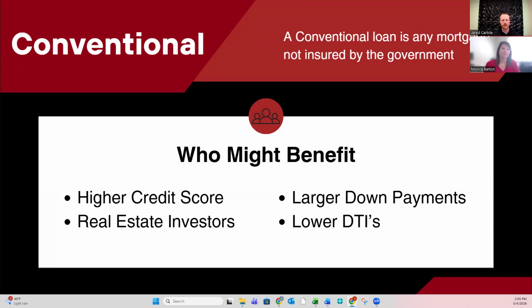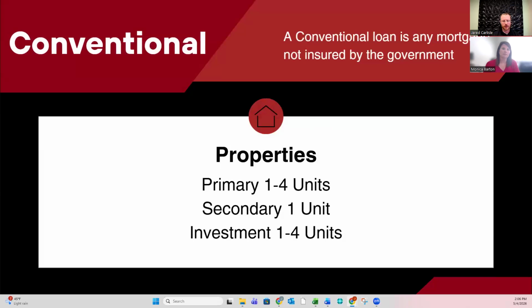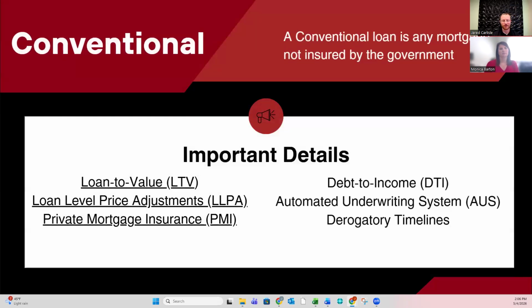And then lower DTI, so lower debt to income ratios, because there's less flexibility than maybe FHA might have with someone's debt to income ratio. Different types of properties that they'll go for: anything 1 to 4 for primary residence. You can have a secondary, second home, or an investment property 1 to 4. So more flexible certainly than FHA is going to allow you to do, or some government related products, but it's also not going to get you the bigger 20 plus unit complexes that some people try to get as well. So keep that in mind.